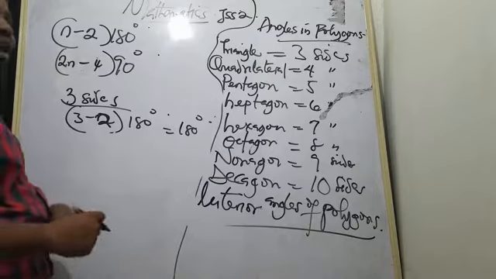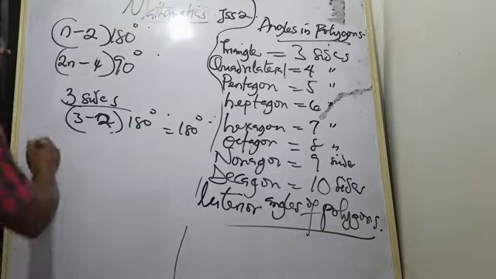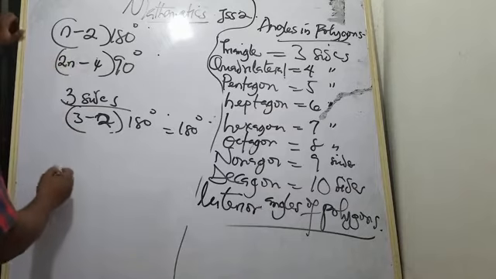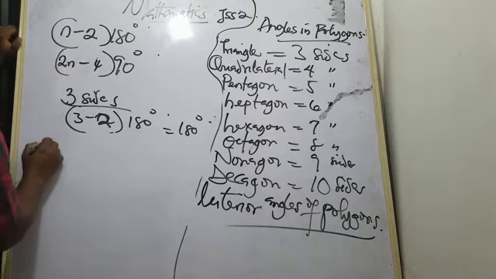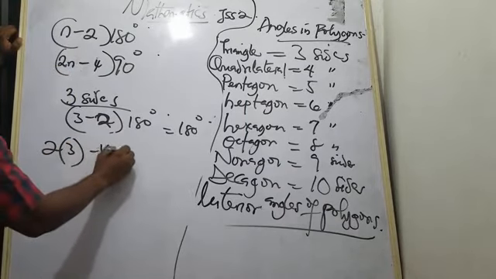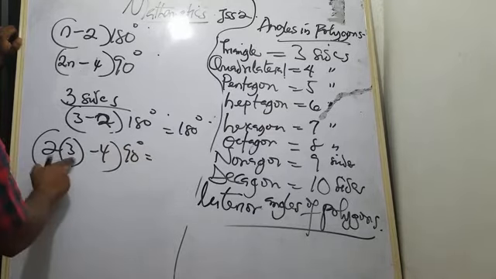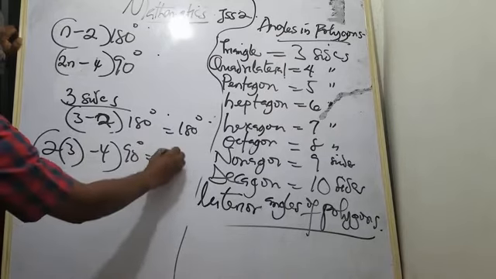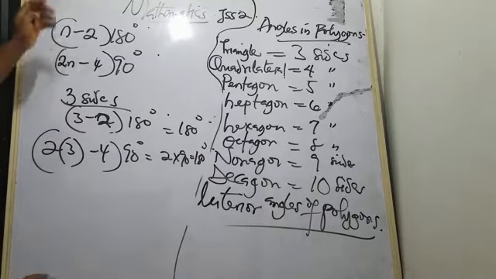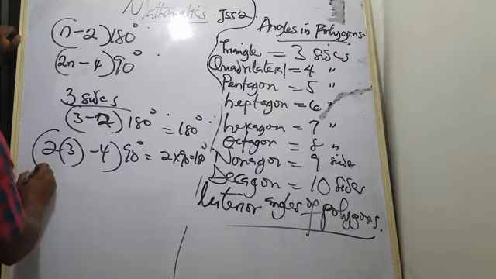Now, how did we get the sum of angles in a quadrilateral to be 360 degrees? Let's check. I used the first formula for the triangle. Let's use the second one this time. You have 2 times 3 minus 4, multiplied by 90 degrees. So you have 6 minus 4, which is 2, times 90 to give you 180 degrees. So you can use either of the 2 notations.